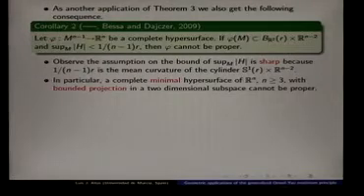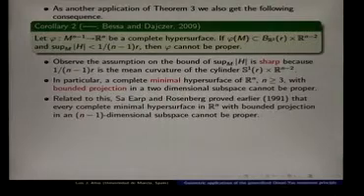And in particular, if the mean curvature is 0, we obtain that a complete minimal hypersurface having bounded projection in a two-dimensional subspace cannot be proper. Related to this, Sa Earp and Rosenberg proved earlier that every complete minimal hypersurface with bounded projection in an n-1 dimensional subspace cannot be proper.